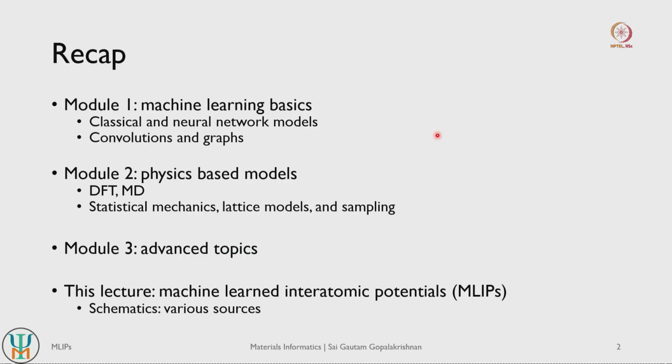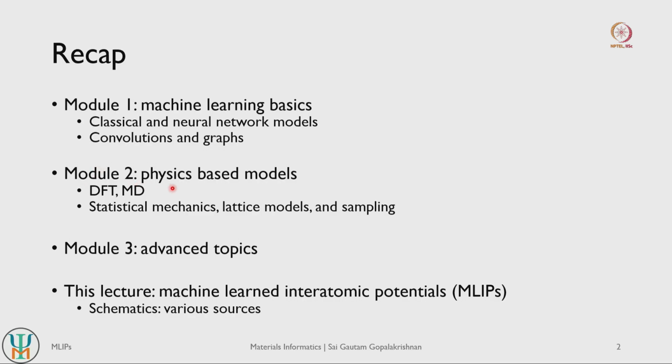So, just as a recap, so far we have completed 2 modules in this course. In the first module we looked at the basics of machine learning, simple regression and classification models and so on. We looked at both classical machine learning models as well as more advanced neural network based models. We also looked at the principles of convolutions and how they can be adapted in graph based networks, which are used in modern machine learning architectures for modeling materials.